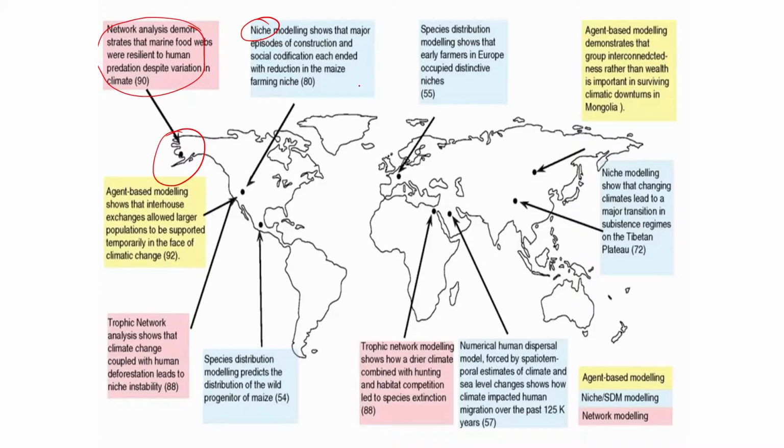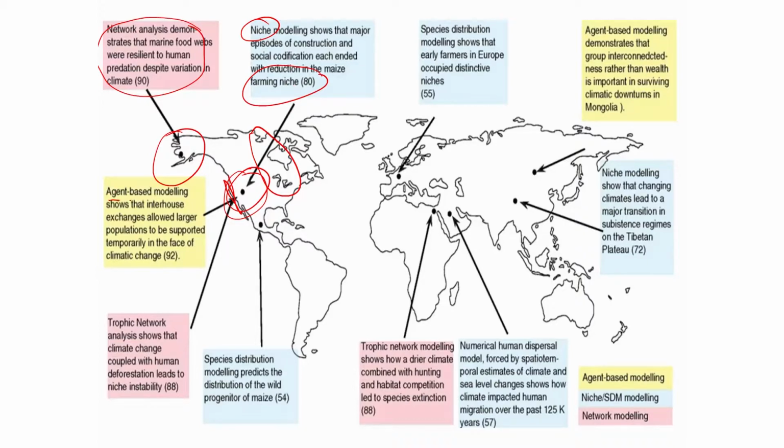Niche modeling shows that major episodes of construction and social codification each ended with a reduction in maize farming. So, this region of the US is typically very dry. Most of the rainfall is in this region, the so-called breadbasket, but there is also now a lot of irrigation. California and western US have been in a dry condition for a while. So, these kinds of studies tell you how the climate and human activities interact with each other.